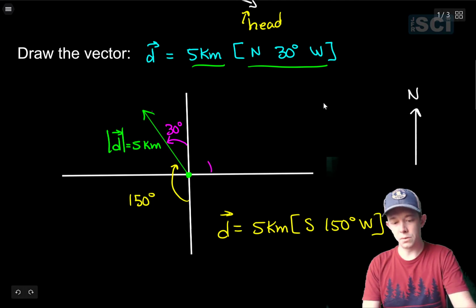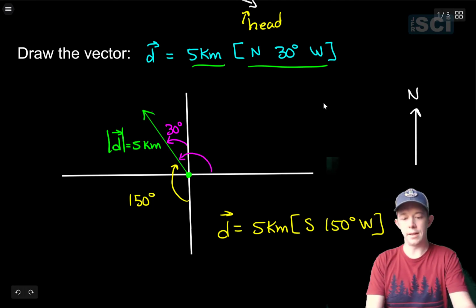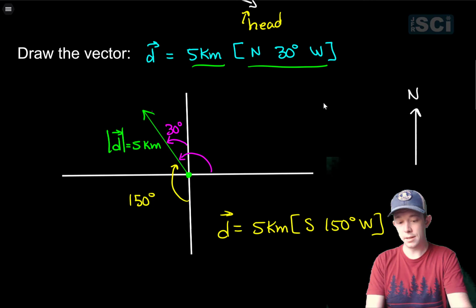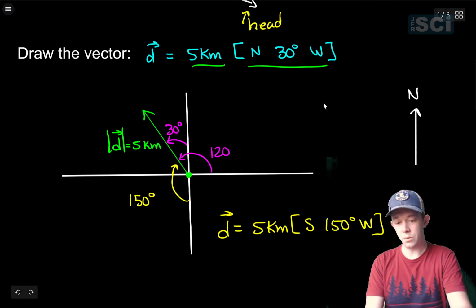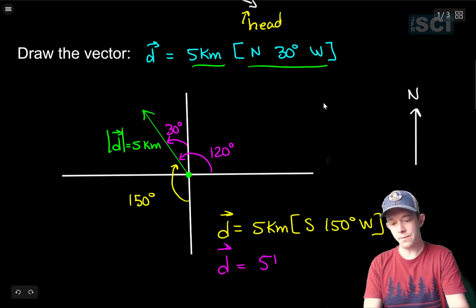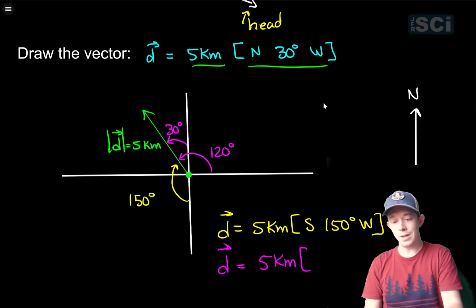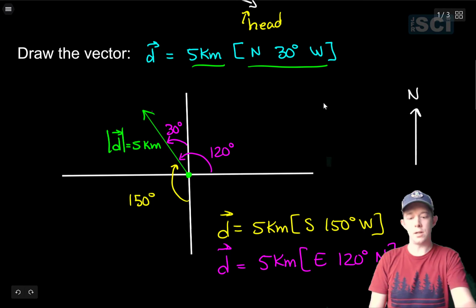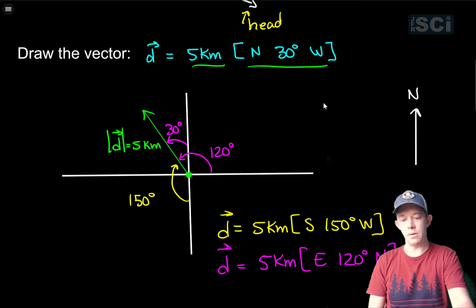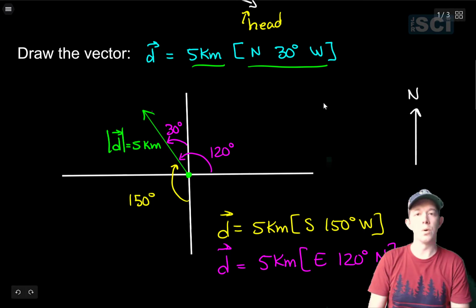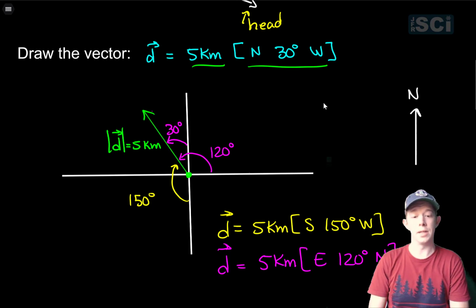I could also rotate this way and say that that is 90 plus 30 gives me 120. And I could say D is also 5 kilometers. That's the length of it. And I could go east 120 degrees north, which means that I start pointing in the east direction and I rotate towards the north by 120 degrees.